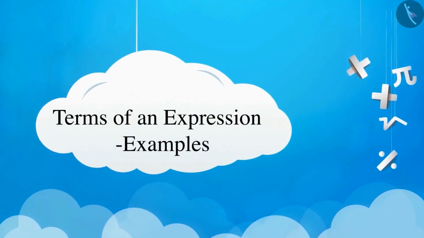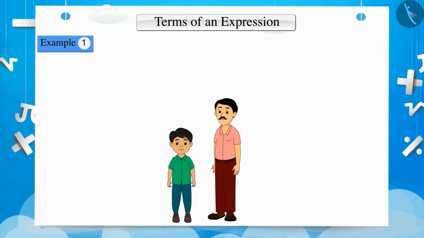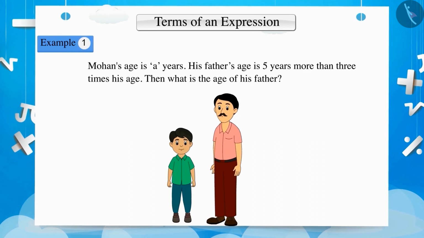Terms of an expression. Examples. Children, so far we have learned about terms of an expression and its factors and coefficients. Let's solve some examples related to these concepts. Mohan's age is A years. His father's age is 5 years more than 3 times his age. Then what is his father's age?